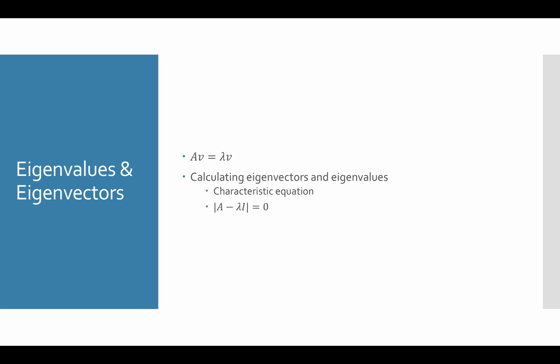We can calculate eigenvectors and eigenvalues using what's called the characteristic equation. We take A and subtract lambda I. Remember, I is the identity matrix. We take the determinant of the resulting matrix and we set it equal to 0.